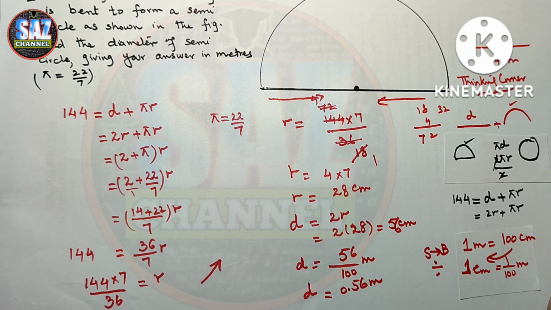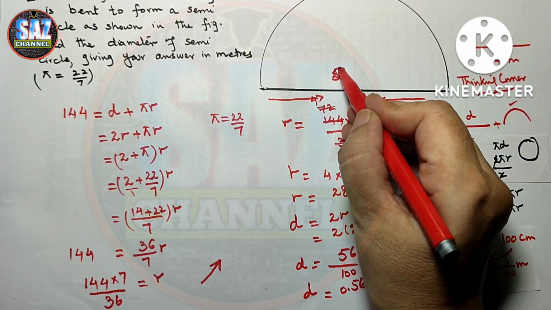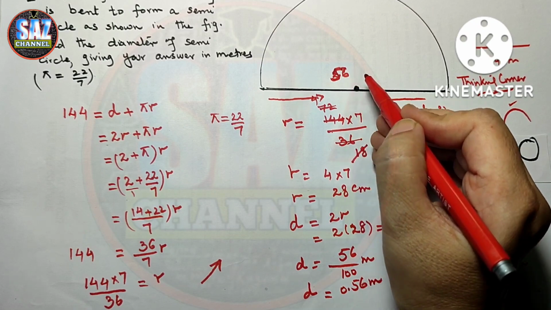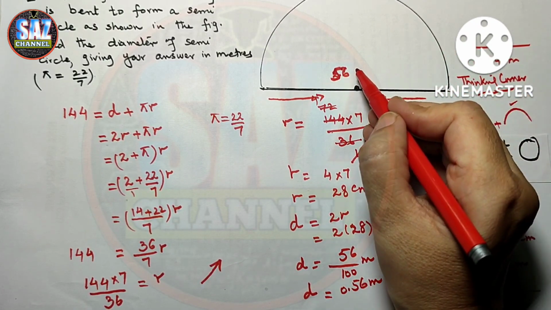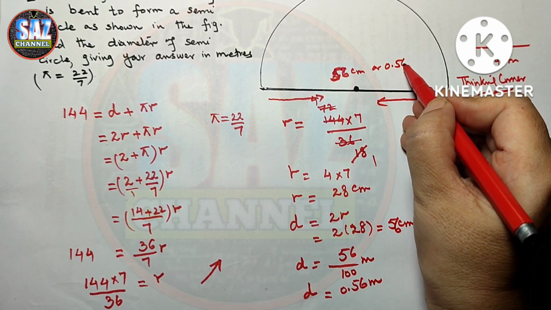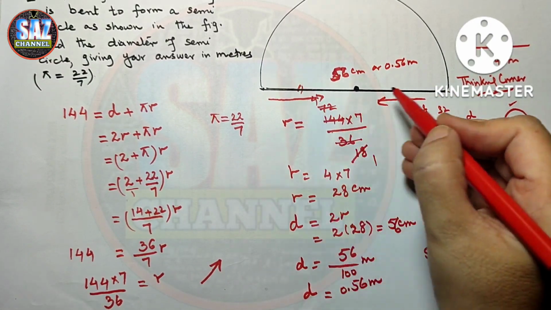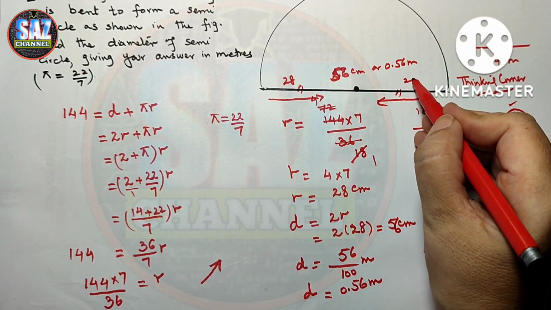I hope you are clear how we are making use of the concept of the circumference and the diameter for finding the radius, and then the radius is multiplied by 2 to get the diameter, and then we have converted the smaller units to bigger units. The diameter has become 56 centimeters and 0.56 meters. And this portion is the radius, and this is 28 and 28.